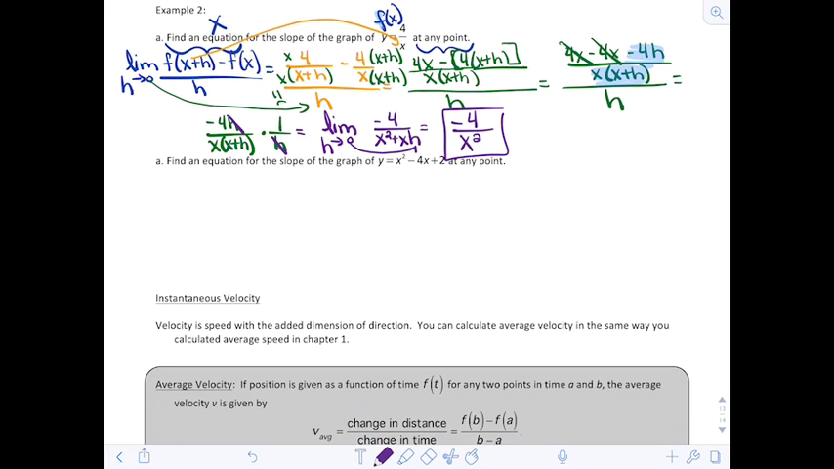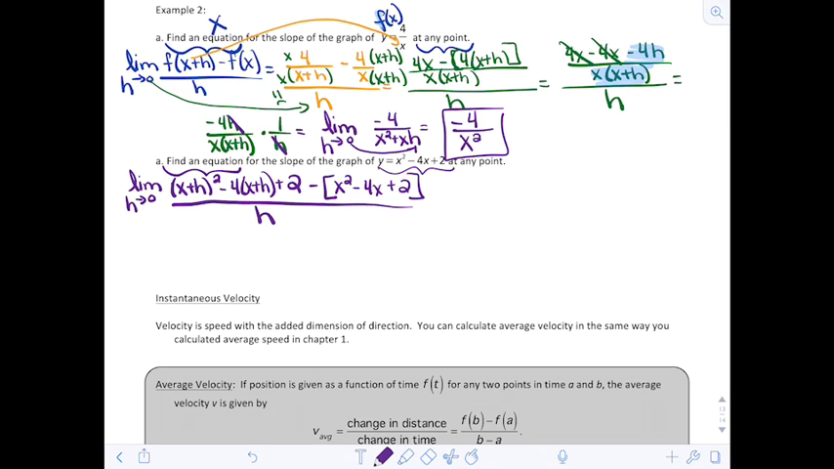Okay, let's look at the next one. Find an equation. So once again, I'm looking for an equation for the slope of the graph at any point. So I am going to do the same thing. I'm going to take the limit as h approaches 0 of f of x plus h. So I am substituting in x plus h to every place that has an x. Ready? So we're going to do x plus h squared minus 4 times x plus h plus 2. There's my f of x plus h, and I'm going to subtract that function, x squared minus 4x plus 2, and it's all divided by h.